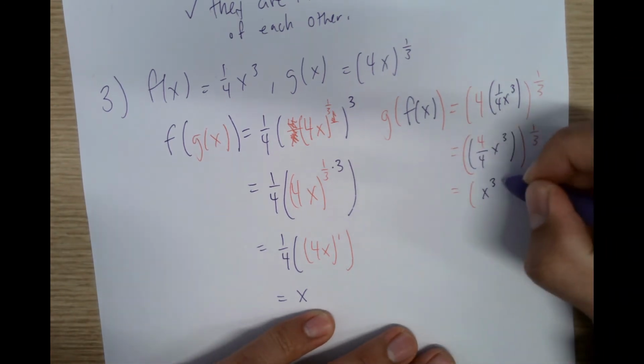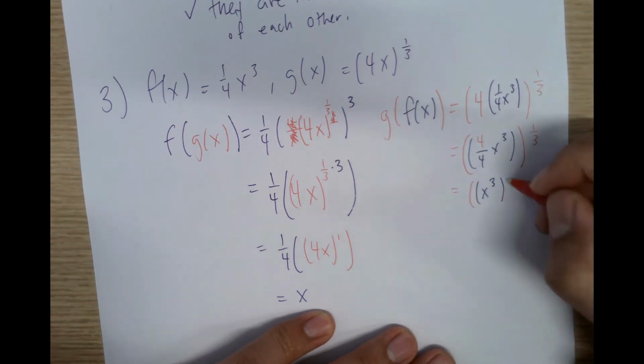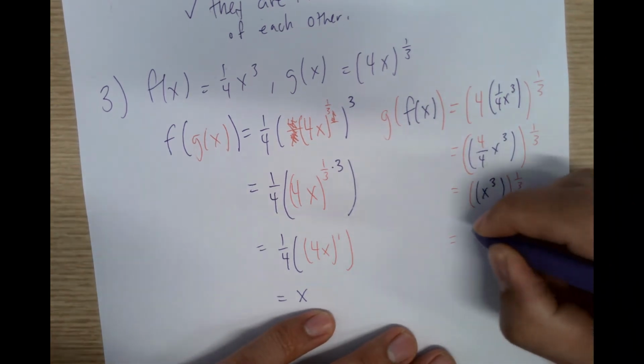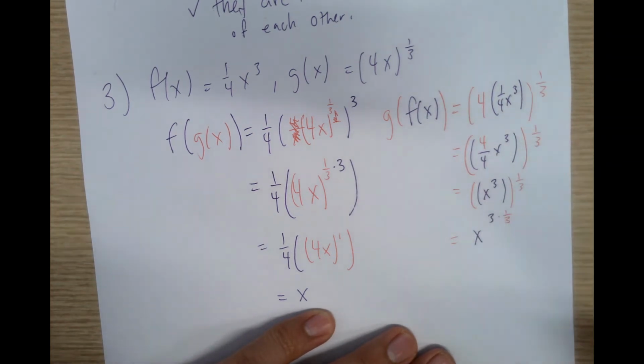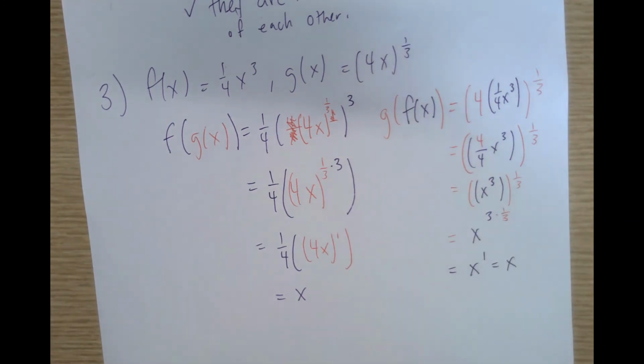Then you would get x to the third to the 1/3, and again you're going to multiply, so it's x to the third times 1/3, which is equal to x to the first power, or just x. So again, you want to handle what's inside the parentheses first. You cancel out the 4 and the 1/4, you get x to the third, and then you raise it to the 1/3 power. Well, 3 times 1/3 is equal to 1, and you just get x, and that is your answer. Question?